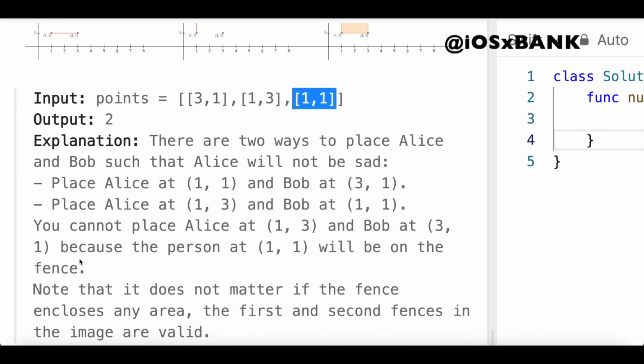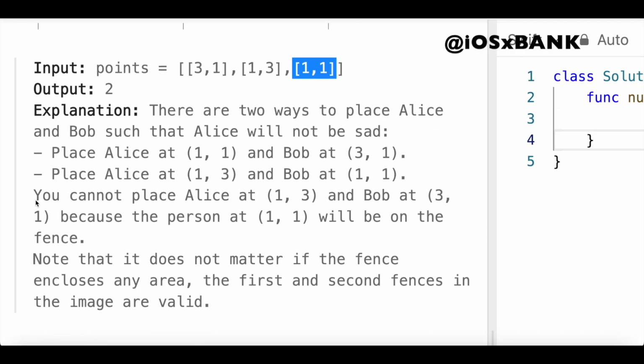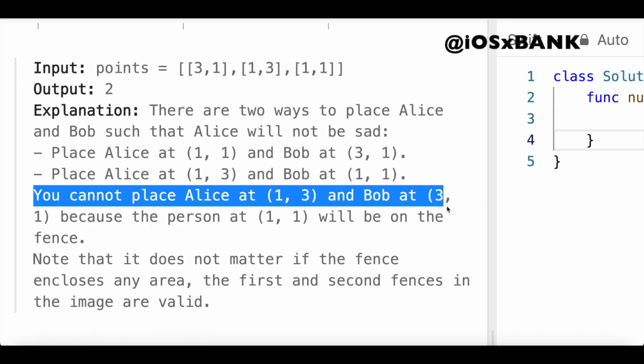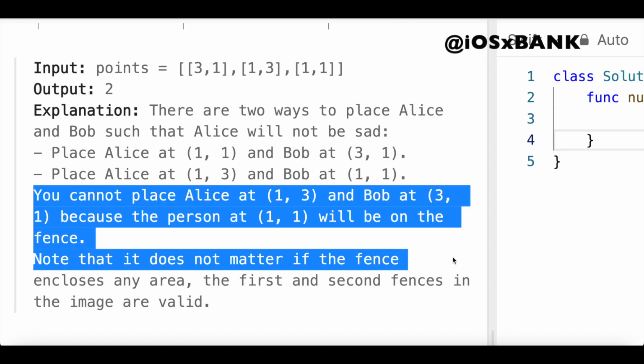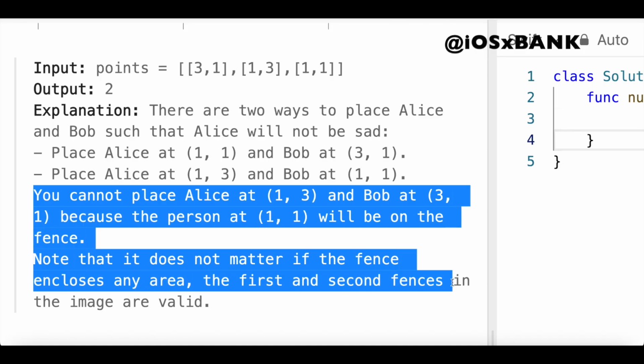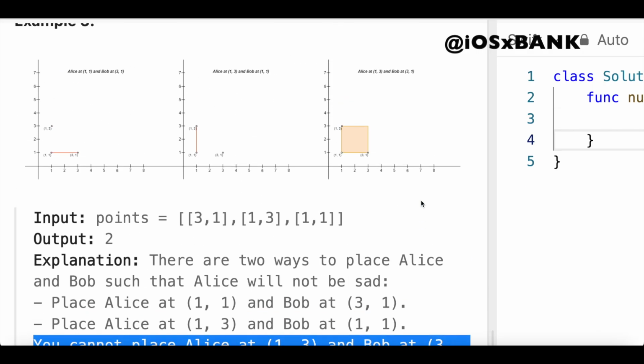Now, it says right here, you cannot place Alice at 1, 3 and Bob at 3, 1 because the person at 1, 1 will be on the fence. Note that it does not matter if the fence encloses any area. The first and second fences in the image are valid. So right here, this isn't going to work.